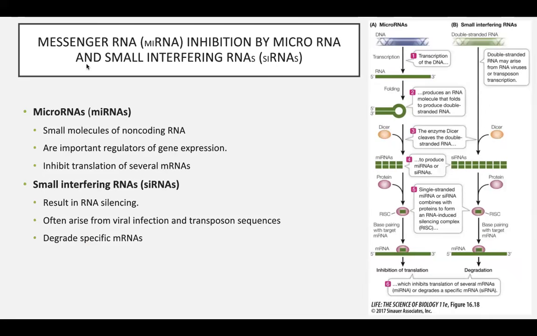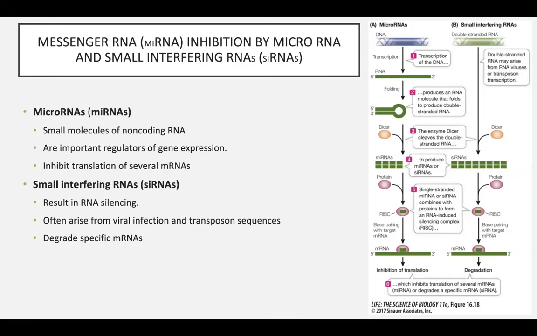So almost done, 3 slides left. As mentioned previously, you have messenger RNA, microRNA, and small interfering RNAs. MicroRNAs are small non-coding RNA molecules. They help regulate gene expression and they inhibit the translation of messenger RNAs. Small interfering RNAs result in the silencing of RNAs.